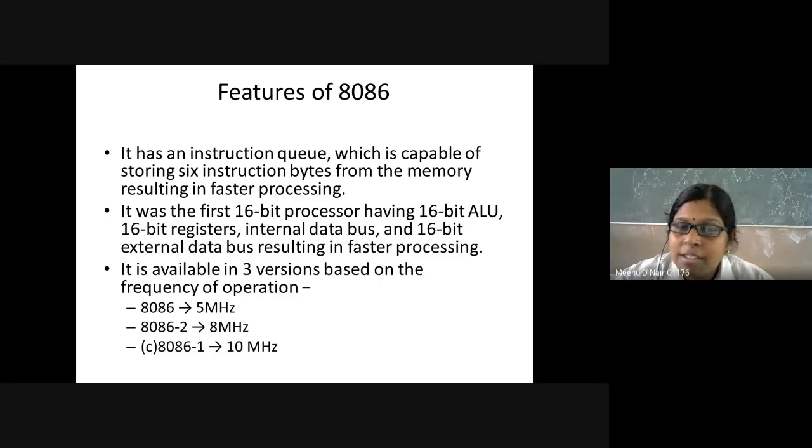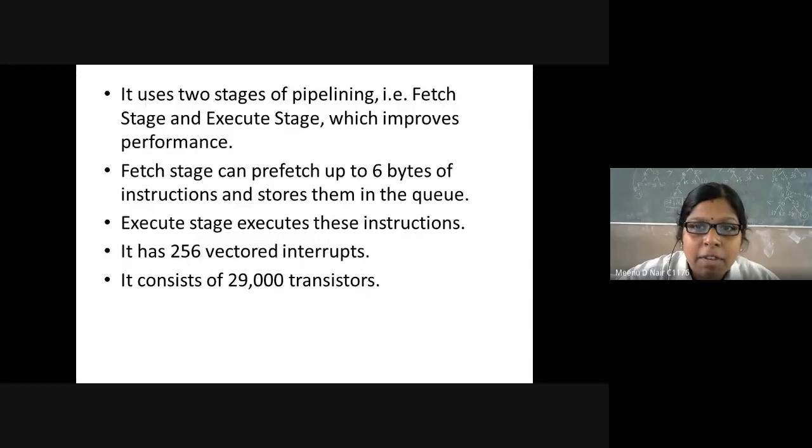One more thing is that it can execute the program as well as retrieve the instruction from the memory. Both things can happen at the same time. That is known as parallel pipeline. That is also one of the most important features of the 8086 processor. Pipelining is nothing but a fetch stage as well as an execute stage. At the same time, it can fetch the data and also execute the data.